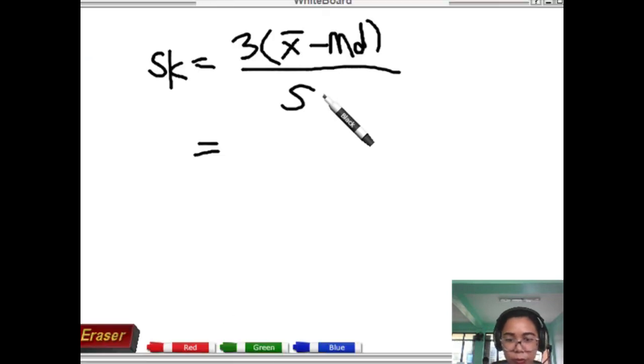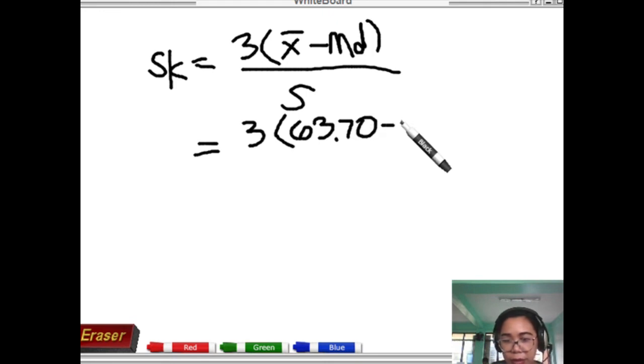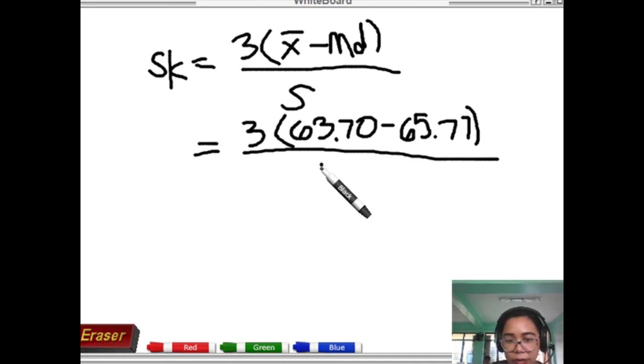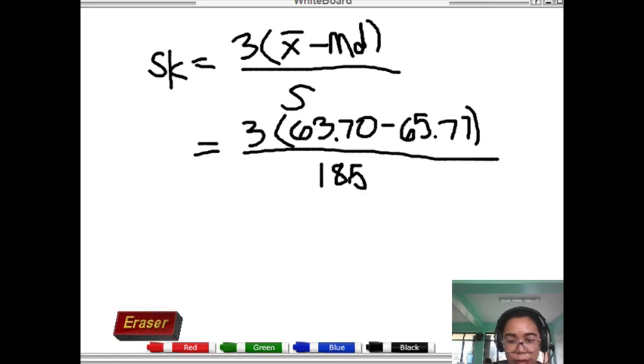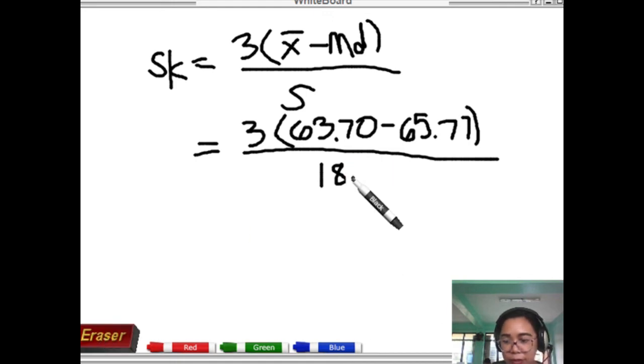Okay, we go back to our formula. We have a constant value 3. We multiply it with the difference between the mean, which is 63.70, and the median, which is 65.77. We divide it with the standard deviation 18.15. If sk is 0, our distribution is symmetric. If sk is positive, it is positively skewed. If sk is negative, it is negatively skewed.